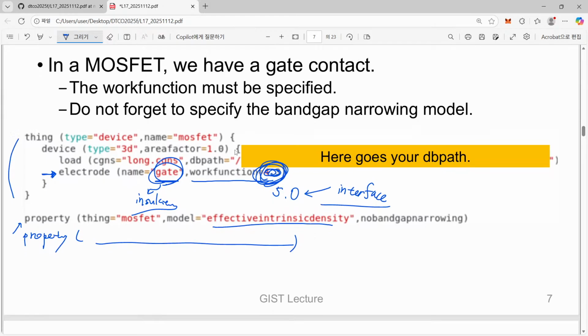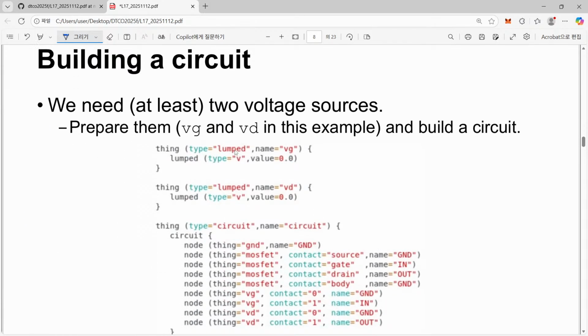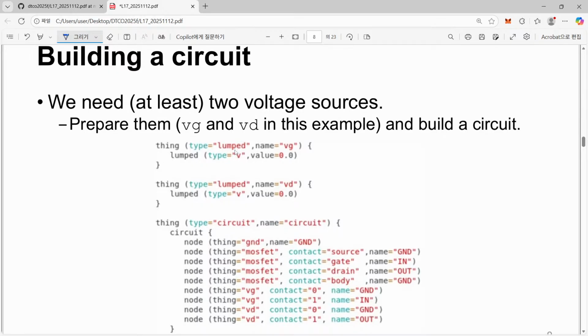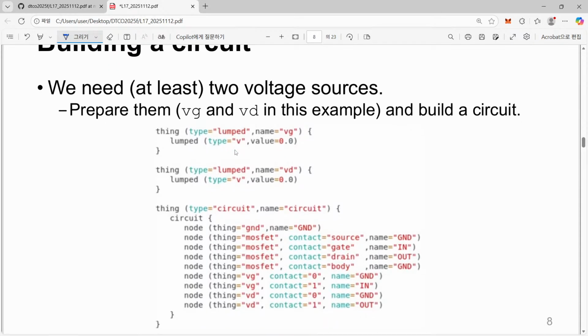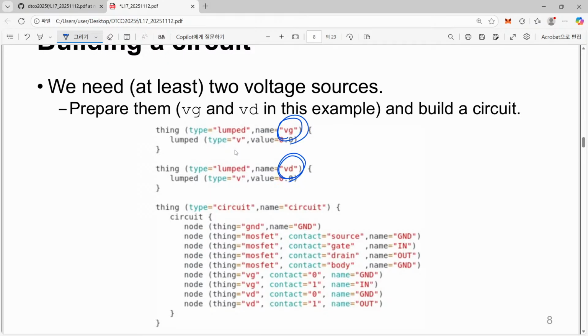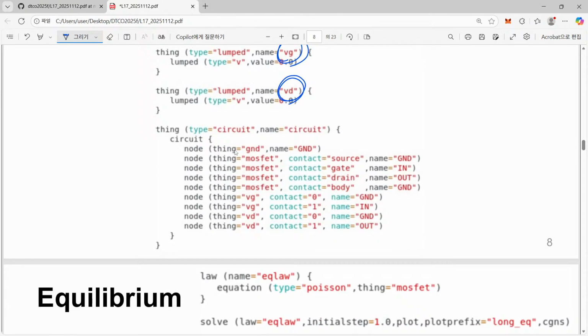Okay. So then the remaining part is just the same as before. I'm just showing you the completeness of my lecture material, so you can just type them. Now we have two voltage sources. Previously we had one voltage source to apply a voltage, but now we have to have separate voltage sources for gate biasing and drain biasing. Yes, let's introduce two of them and connect this circuit.